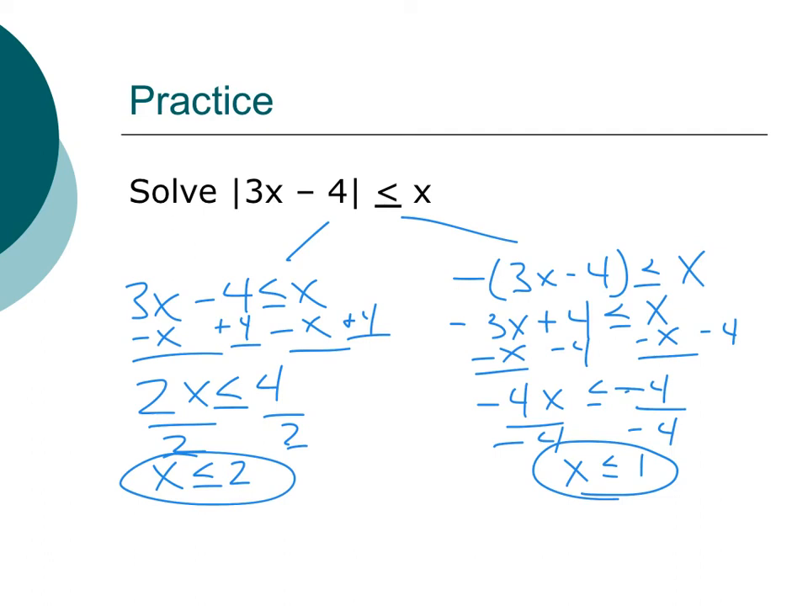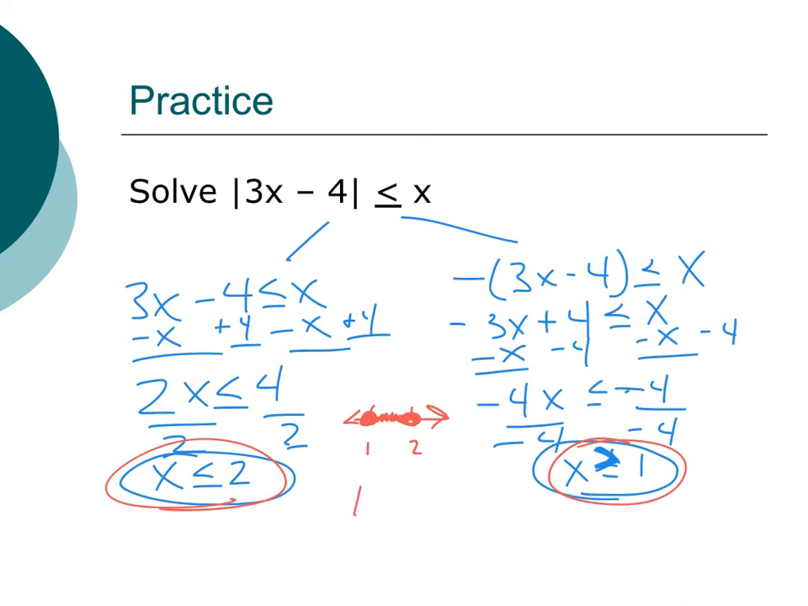Oops, made a little mistake here. Forgot to change my direction when I divided by a negative. So what do I got here? So I've got a quick little number line, 1 and 2. Closed circles for both because they're both equal to. I want less than or equal to 2, but greater than or equal to 1. And that sounds like all those values in between there.